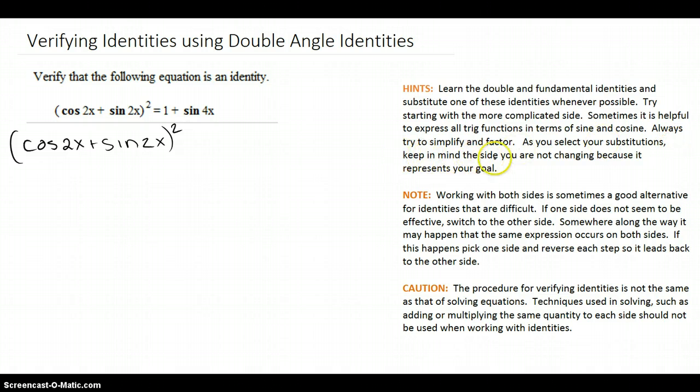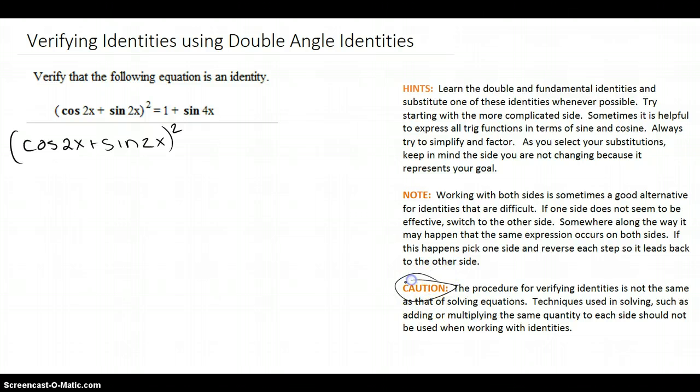Always try to simplify and factor. As you select your substitution, keep in mind the side that you're not changing, because it represents your goal. So to verify an identity, that's what we're going to do. We're going to start with the left side. We're going to use identities until we get to the right.